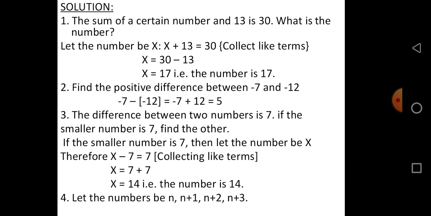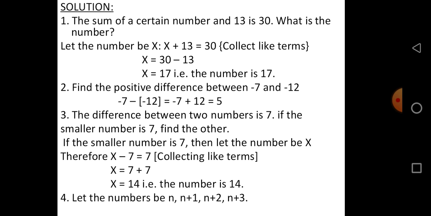So when we are asked that the sum of a certain number and 13 is 30, and they're asking us what the number is, this is how we go about solving to get the number. You just form the equation from the question and you solve to get the unknown, which is x, as in this case. Now let's look at the second example.